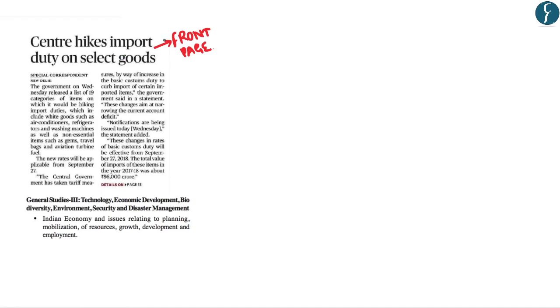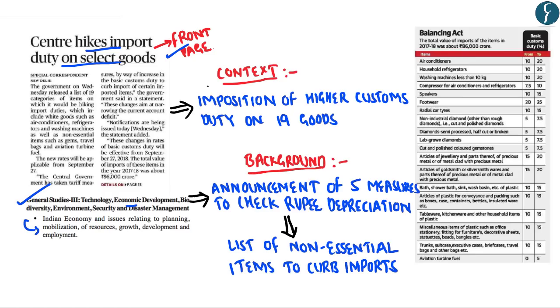Now, this particular article has been taken from the front page. The title of the article is Center Hikes Import Duty on Select Goods. This article shall be important from the perspective of GS Paper 3, Economy, under the subsection Indian Economy and Various Issues. This particular article appears in the context of imposition of higher customs duty on 19 goods by the government.